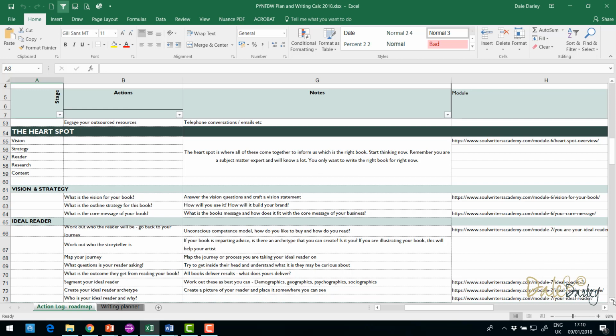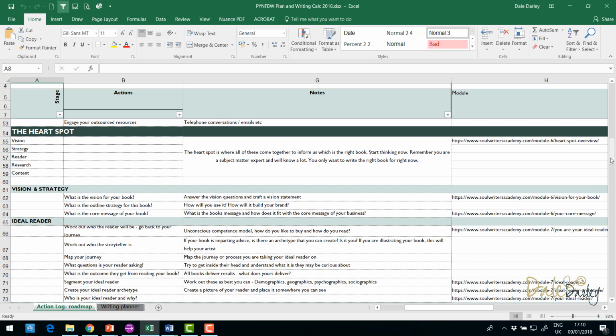And the heart spot is where your vision for your book, the strategy, the reader, the research, and the content all come together. Now, we are subject matter experts, and we could have an awful lot of content to deliver to our ideal reader. And actually what we want to do is to distill the right content for the right reader right down for right now.